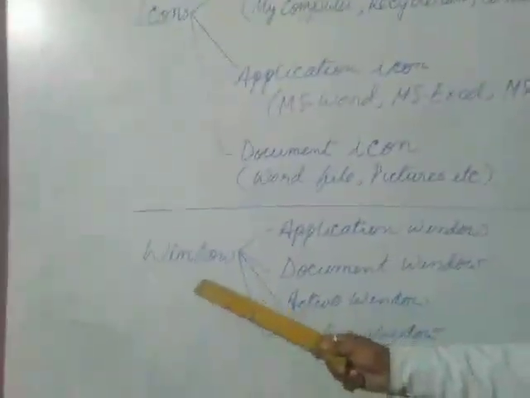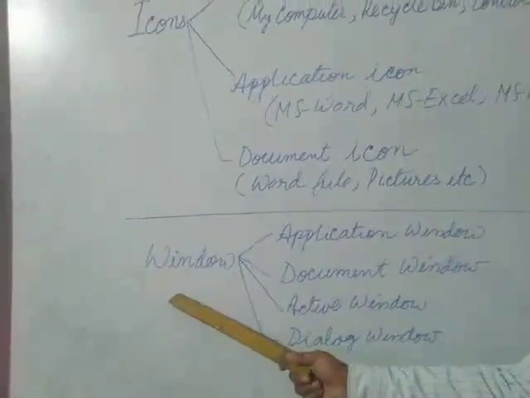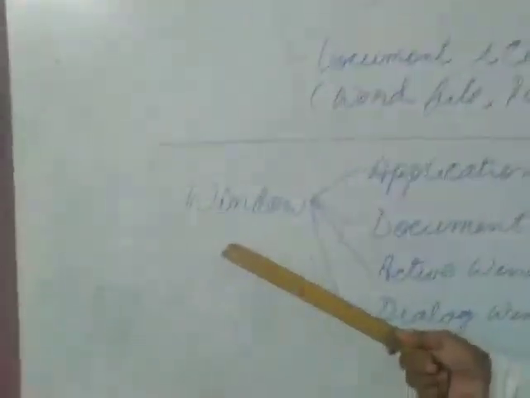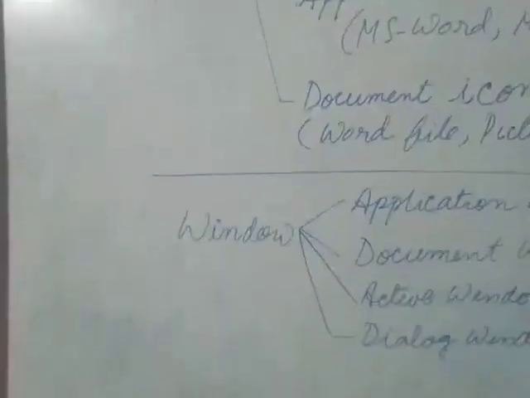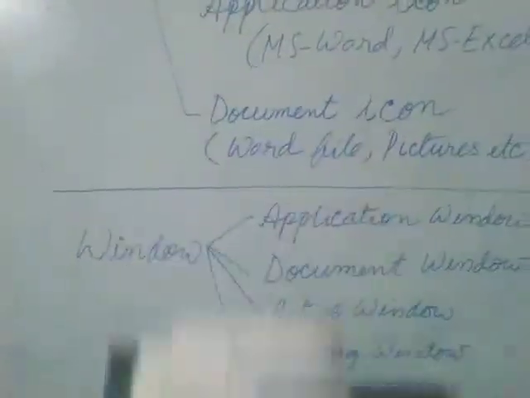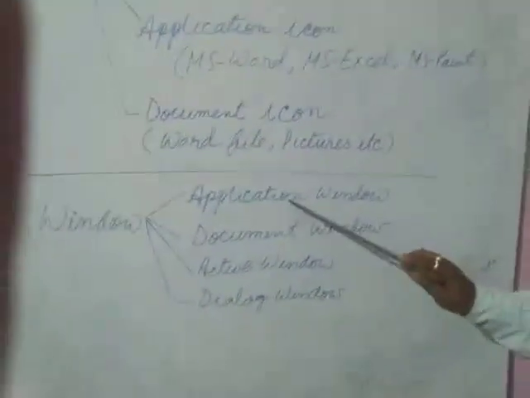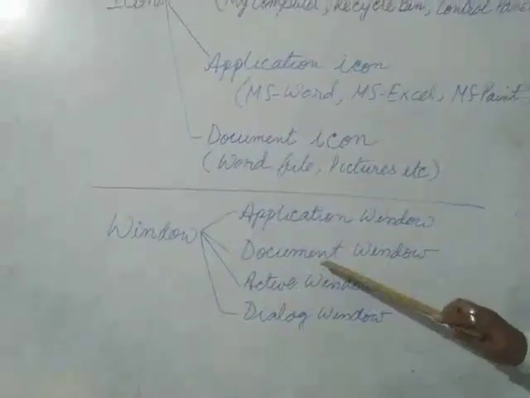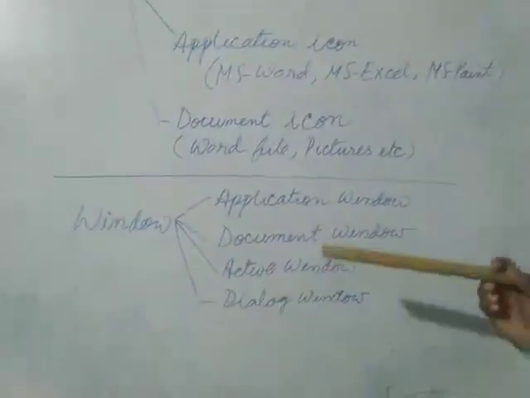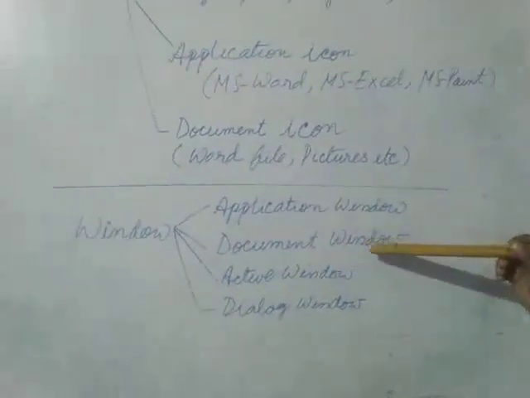Now the next topic is window. Please have a look at this word, window, not windows. Window is singular; it refers to a rectangular screen when you open any application, like this MS Word. This whole rectangular screen is known as a window. These windows are classified into four types. Application window: like when you open MS Word, the rectangular screen is the application window. Document window means, suppose you open MS Word, the individual files which appear in the MS Word screen are known as document windows.